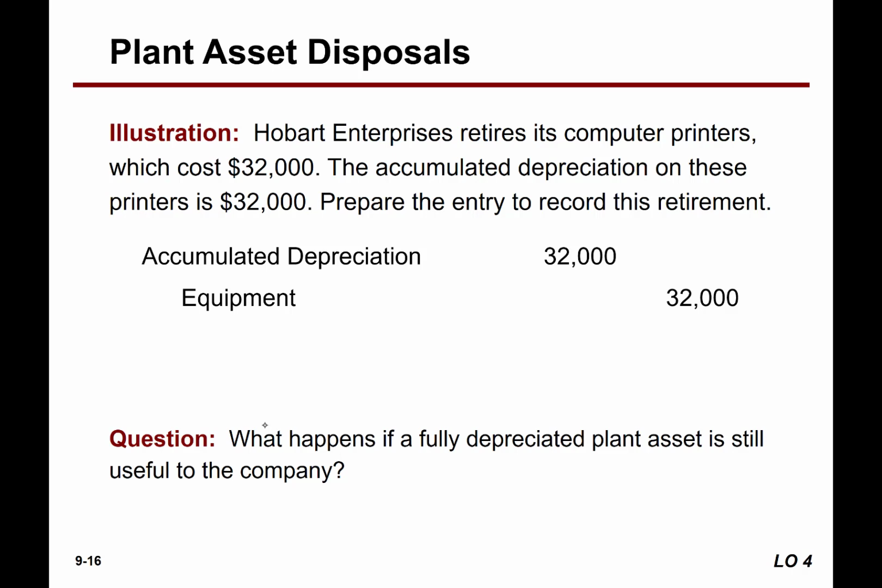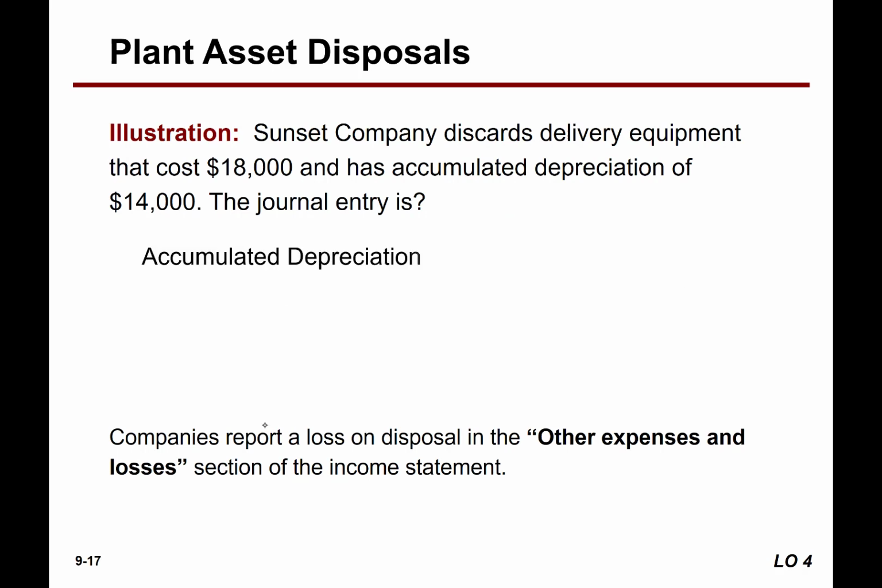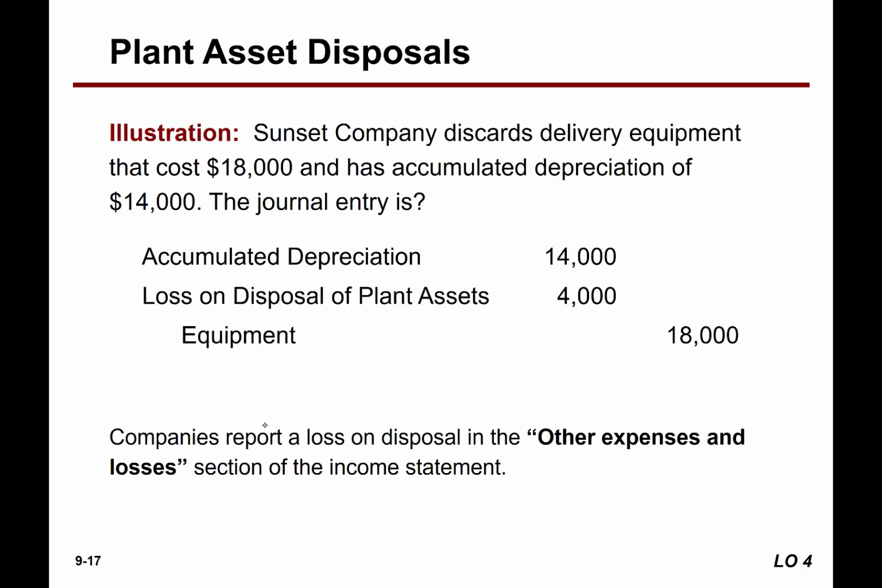Okay, good. Now, what happens if we still have that asset? So it's a fully depreciated asset, and, well, it's not fully depreciated, is it? My accumulated depreciation is $14,000. My equipment is $18,000. So it wasn't fully depreciated, was it? But what happens? I go ahead and I give it away. Well, if that's the case, don't I have a loss?